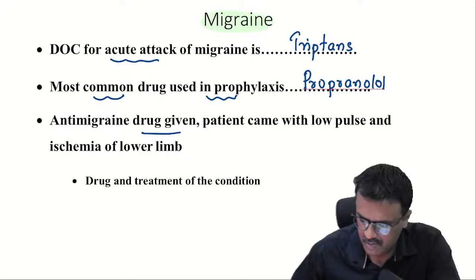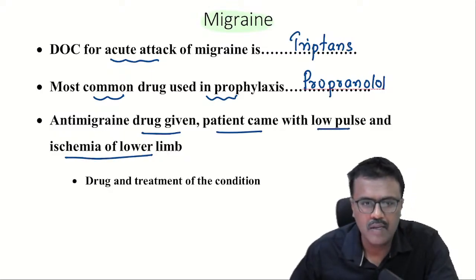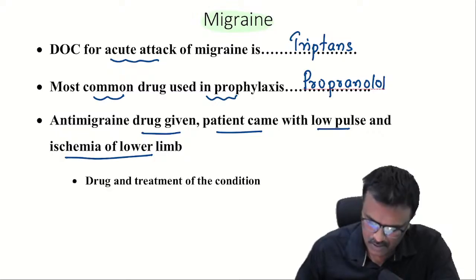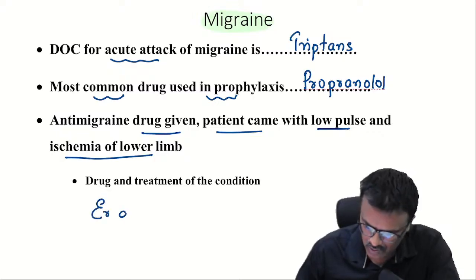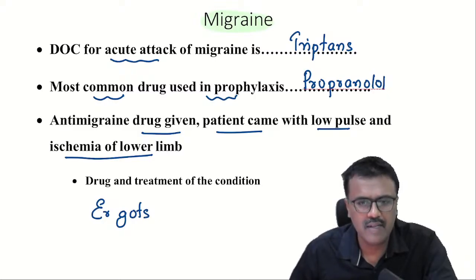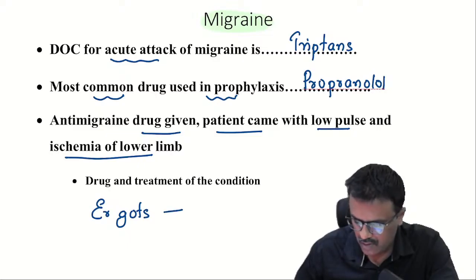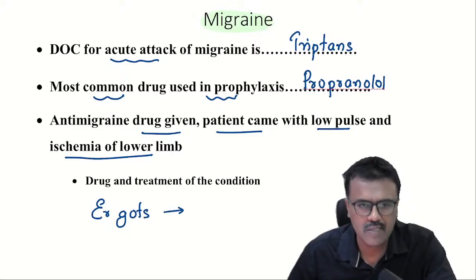Anti-migraine drug given, patient came with low pulse and ischemia of lower limb. What is the drug which is going to do that? Low pulse and ischemia of lower limb. It is mainly ergots. So if you give ergots, ergotamine and dihydroergotamine, these are vasoconstrictors. And we know that ergots can cause gangrene, ergotism. So suppose we give ergot and patient comes with vasoconstriction.